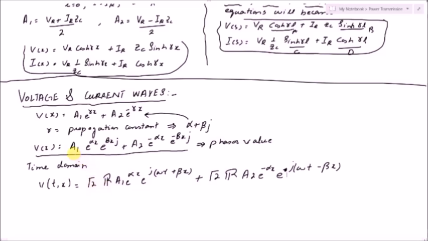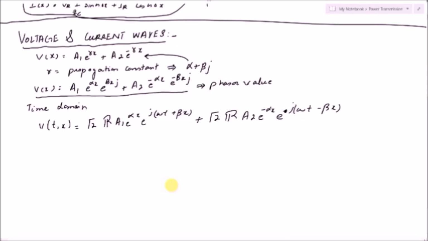So the first and the second part of the equation will become under root 2 real part of a1, where a1 is the constant, e raised to alpha x, alpha is the attenuation constant, and e raised to j omega t plus beta x, and beta is the phase constant. So this will be the equation of voltage in time domain at a distance x.